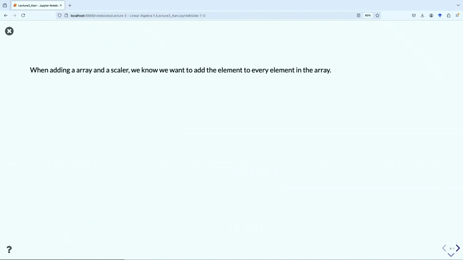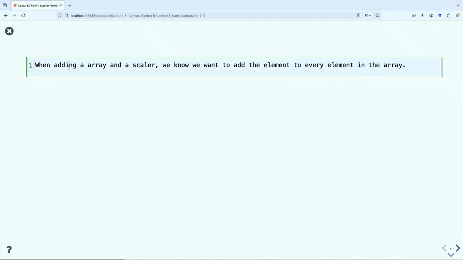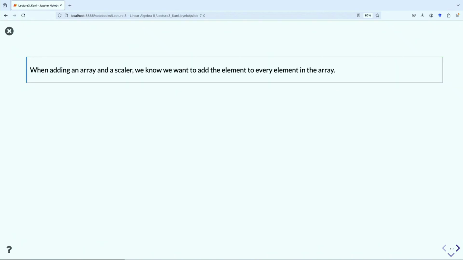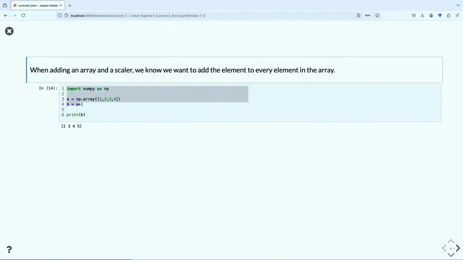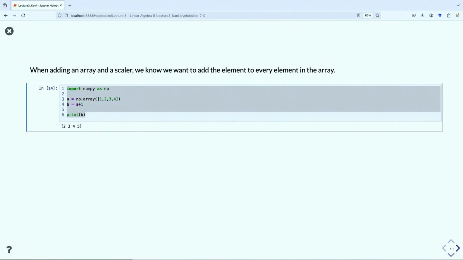Let's go. When we add an array to a scalar, we know we want to add that scalar to every single element in the array, right? But another way to look at it, code-wise: we have an array with a couple values in it. We say b equals that array plus a scalar.